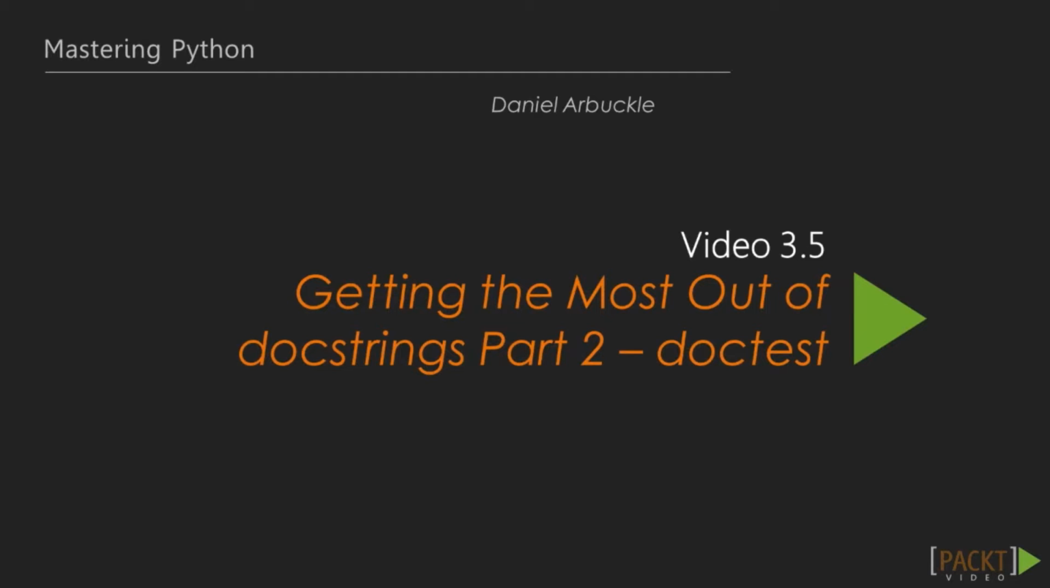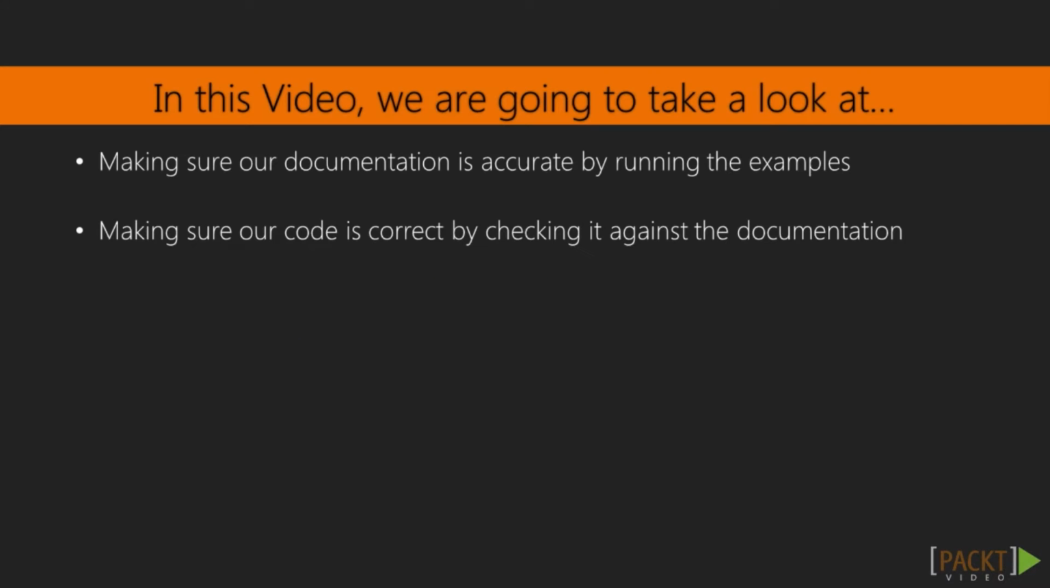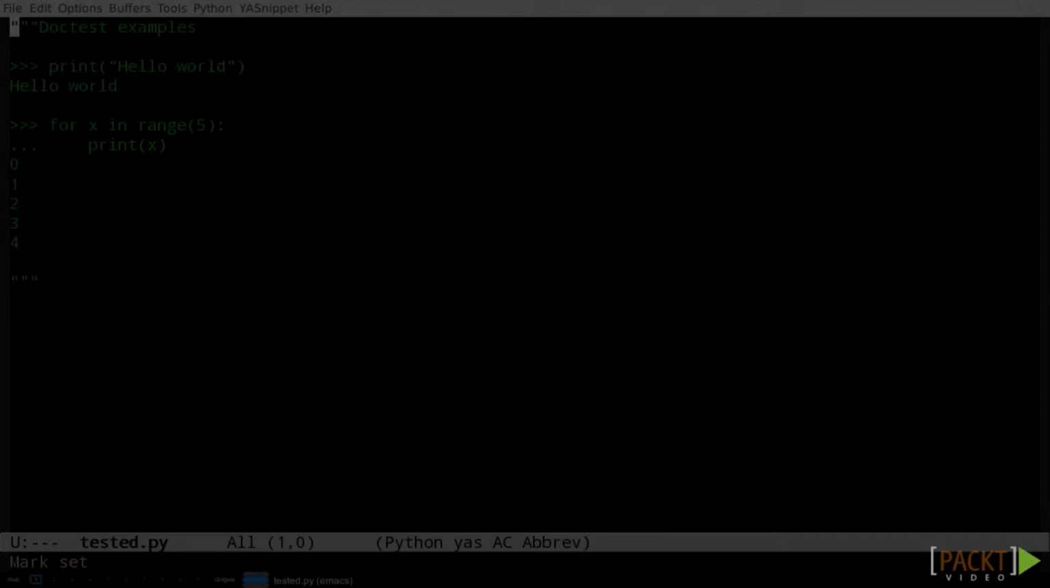3.5 Doctest. We're going to look at how to make sure our documentation is accurate by running the examples as code. Similarly, how to make our code correct by checking it against the documentation.